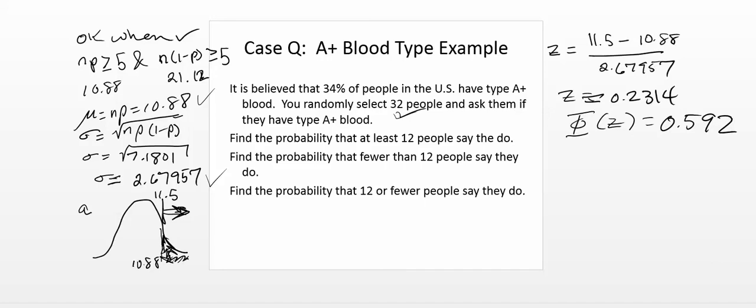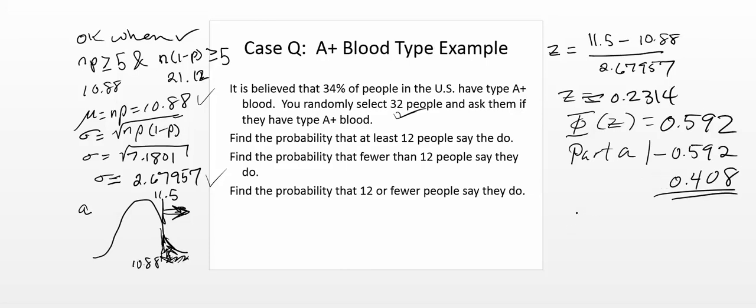and 0.592 is not what I want, obviously, because I just want the upper tail, so I must want 1 minus 0.592, or 0.408. That was supposed to say or, but it's hard to read. So the correct answer is 0.408 for part A.